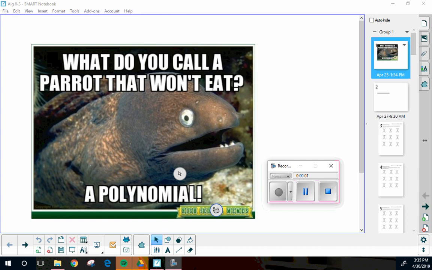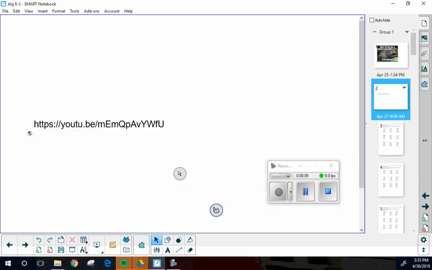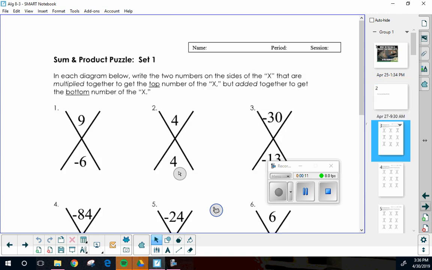Today we are going to learn how to factor polynomials. And the first thing we're going to do is work some puzzles. So in each of these diagrams below, we're going to look at this top number.